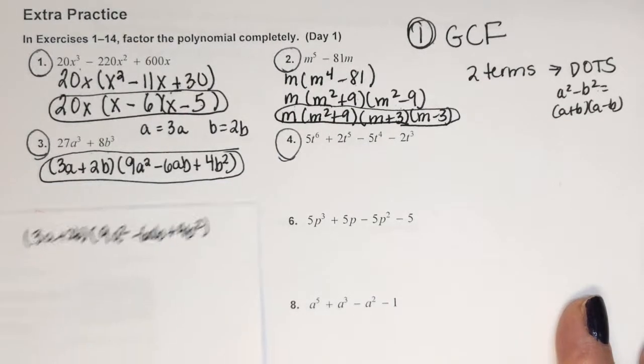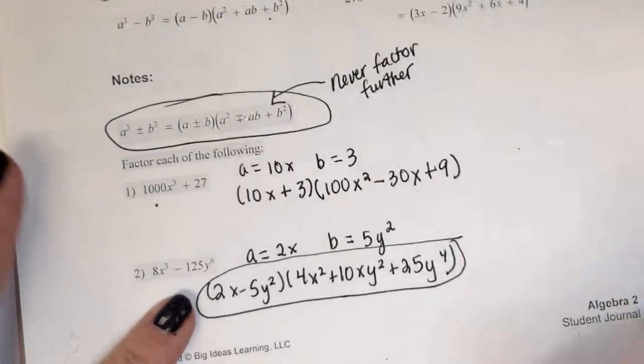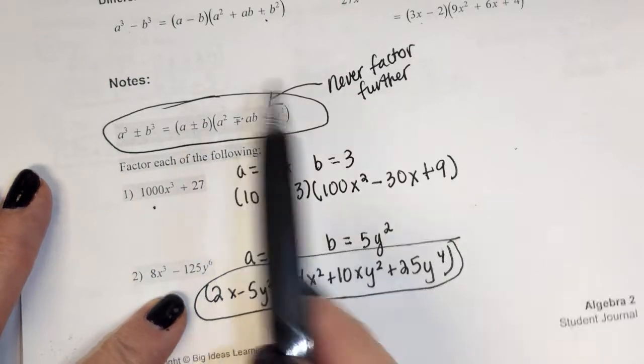All right, why is it minus 6ab? Because in your formula, if you look back at your formula, if we have plus, then it goes positive here, minus here, plus.